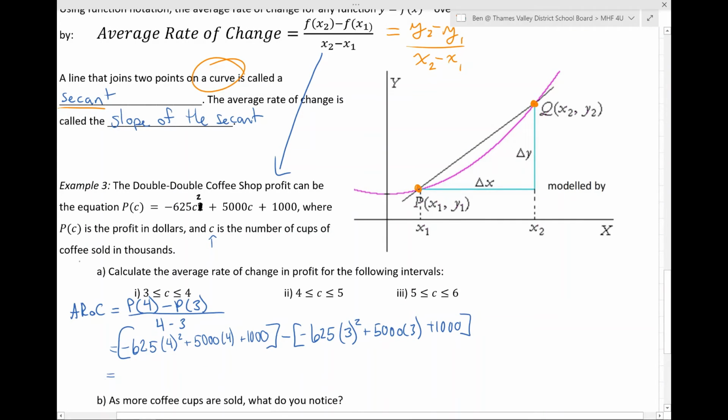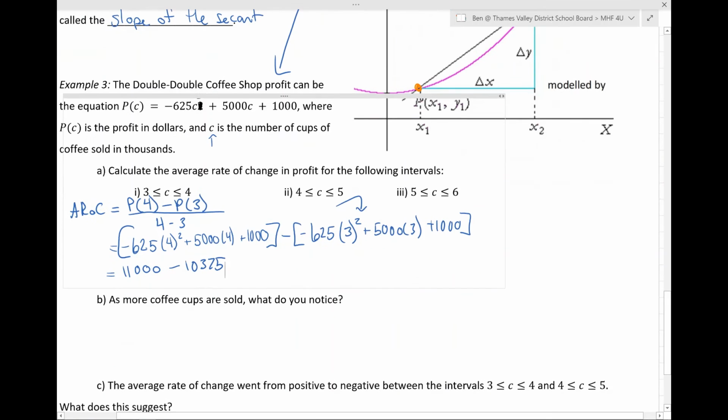Now what we should find is P at 4 equals 11,000, and P at 3 over here equals 10,375. So that is our, and let's give ourselves, there we are, we can squeeze it in here. That is 625, and here are units. Our units are cups in thousands. Cups of coffee sold in thousands divided by dollars.